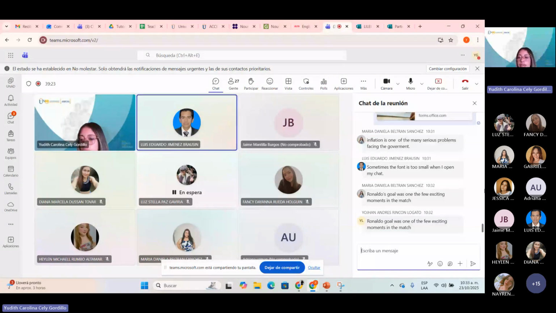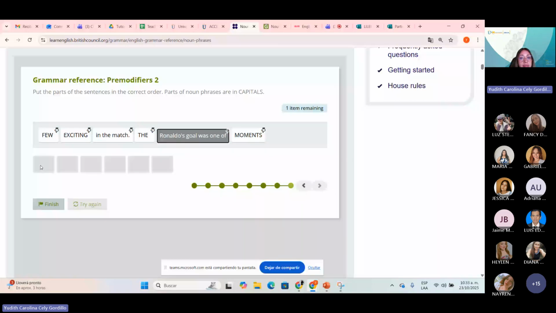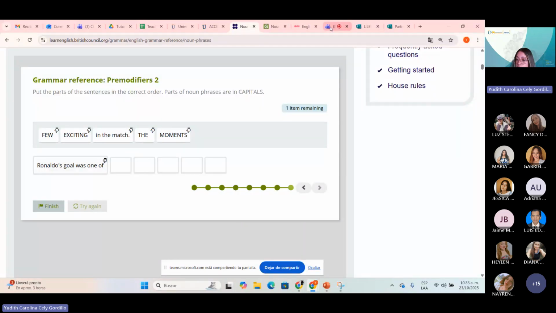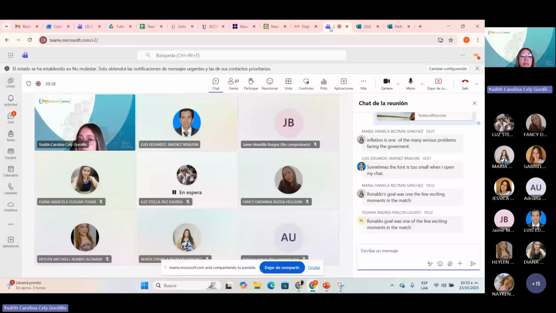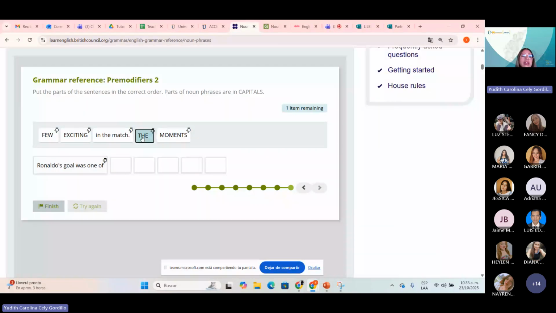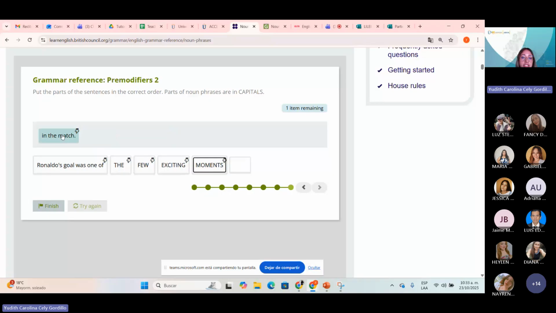Okay, that's right. That mentioned Ronald's goal, one of the few exciting moments in the match. Okay, that's right, students. You did an excellent job.